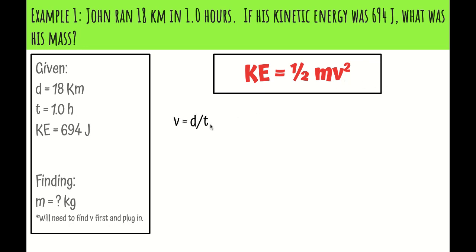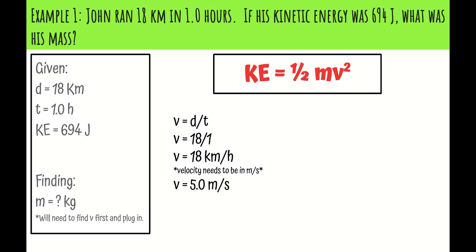So we are first going to have to figure out what velocity is. We're going back to towards the beginning of the year with this formula. Velocity is distance or displacement divided by the time. In this case, we have 18 divided by 1, which gives us 18 kilometers per hour. Velocity has to be in meters per second. It's been that way all year. So once we calculate velocity, we need to convert that into meters per second, which gives us 5 meters per second.